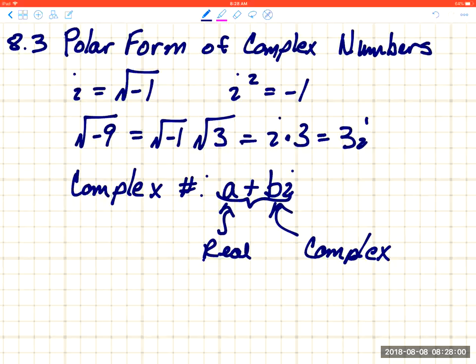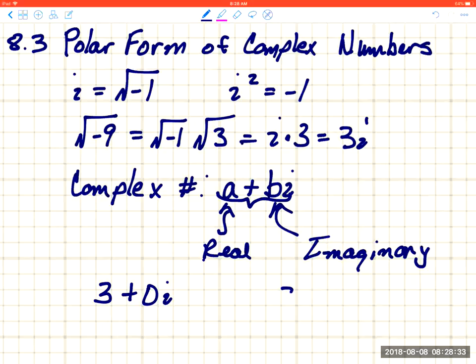Any real number can be expressed as a complex number. So for example, the real number 3 can be written as 3 plus 0i. So every real number has a real part and an imaginary part, even if you can't see it. The number 3i can be written as 0 plus 3i. So all imaginary numbers are also complex numbers.